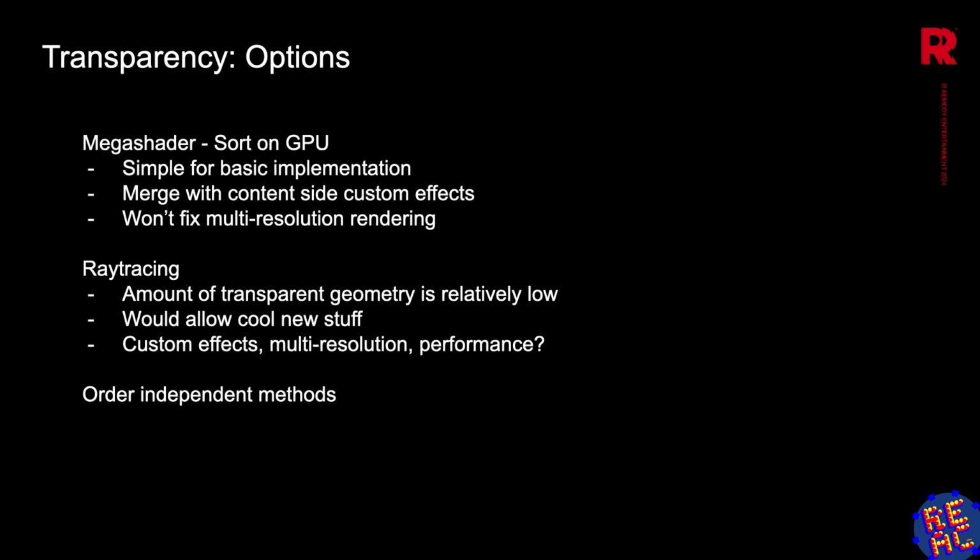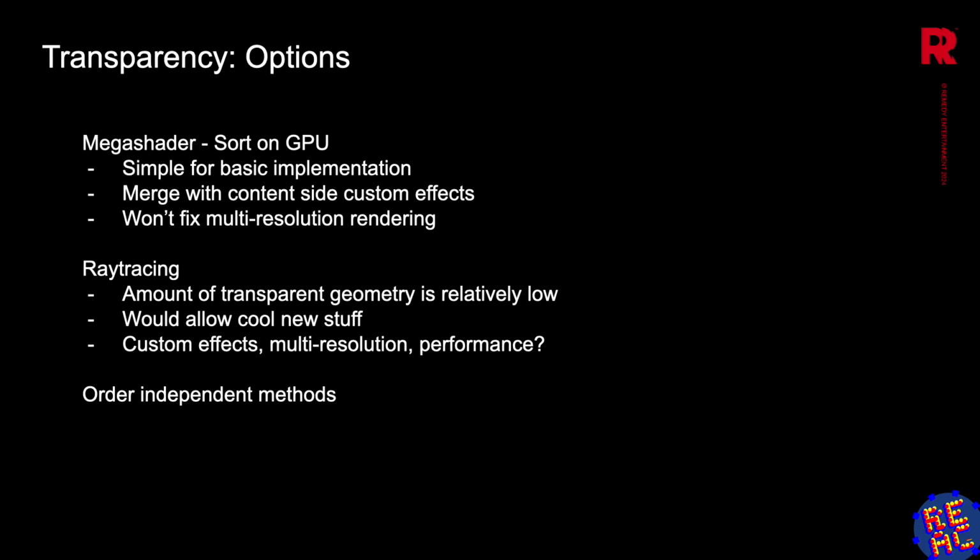Mega shader is the first obvious candidate. It's relatively easy to get running and would only need GPU sorting. Merging traditional geometry and particles would be a mess, but most likely doable. A bigger headache would be to somehow merge content-side custom effects into the same framework. Mega shader felt very inflexible and wouldn't solve issues with blending multi-resolution targets together.